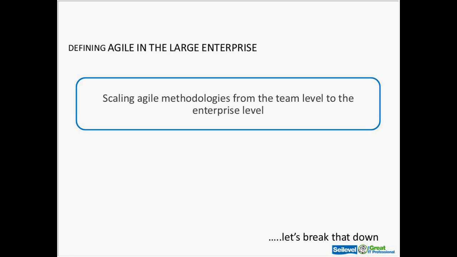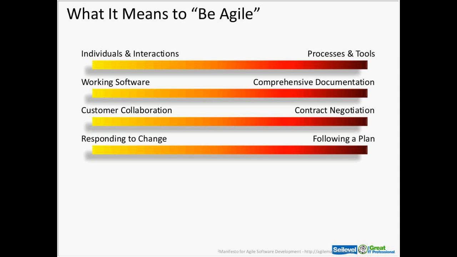So what does it mean to be Agile? Many of you are going to be familiar with the Agile Manifesto, right? So the manifesto says things like, We value individuals and interactions over processes and tools, so things on the left over things on the right. Working software over comprehensive documentation. Customer collaboration over contract negotiation. Responding to change over following a plan. Okay? This is where we value on the left over the right.